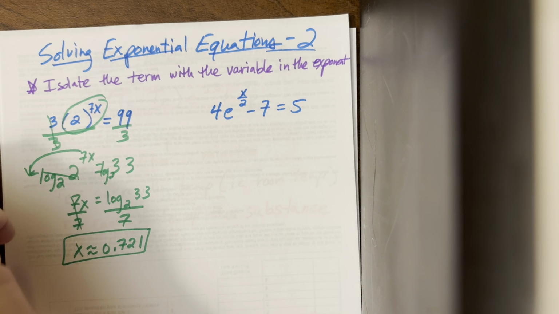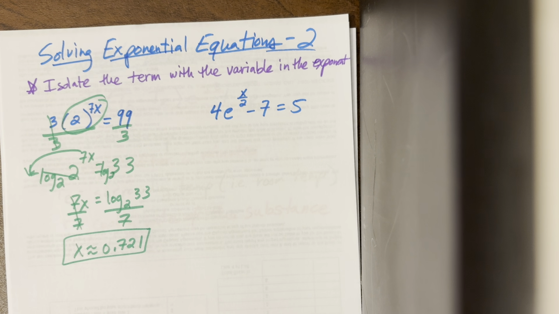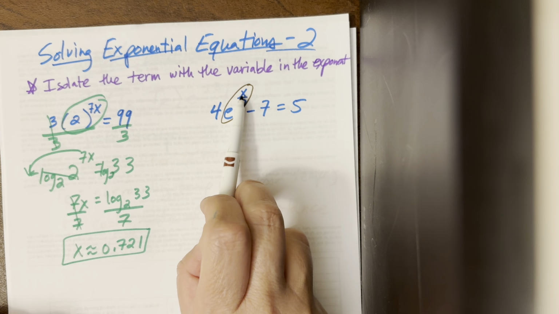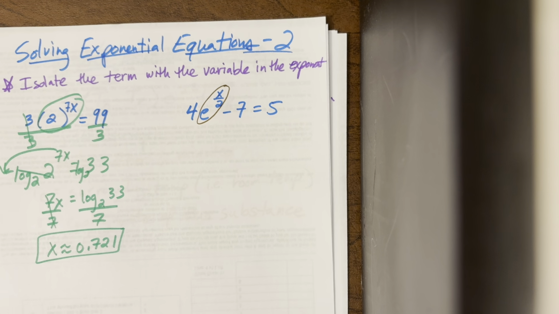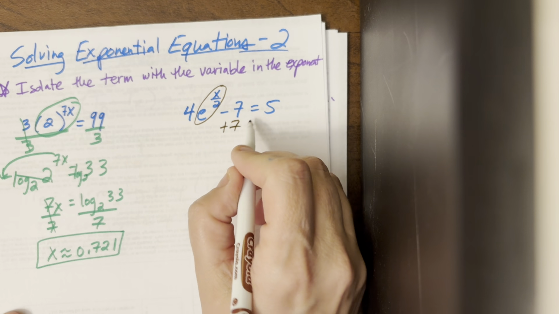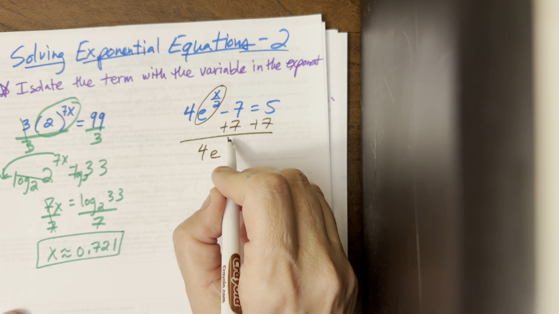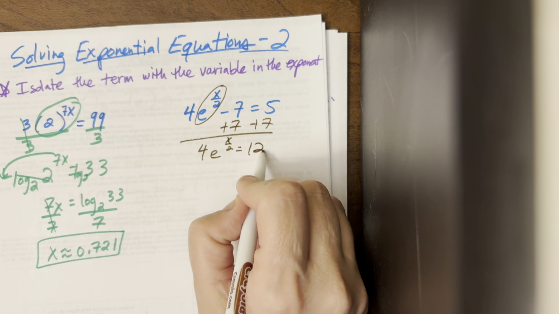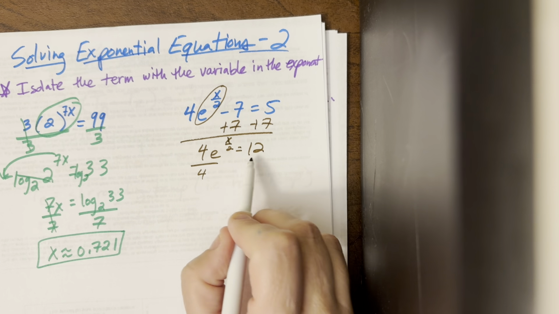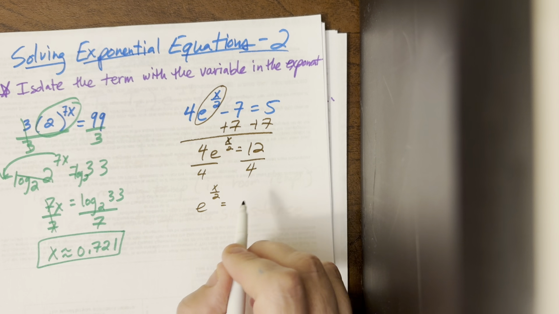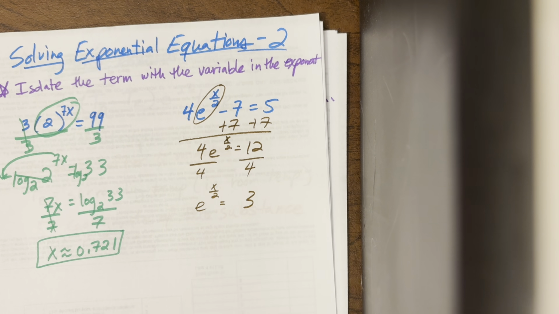Okay, in the next one, we are trying to get e to the x over 2 by itself because this exponent contains our variable x. We're going to start by adding a 7 on both sides. So we get 4 times e to the x over 2 equals 12. Next, we divide by 4. So e to the x over 2 equals 12 divided by 4, which is 3.